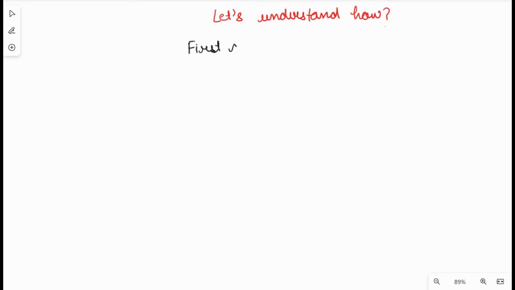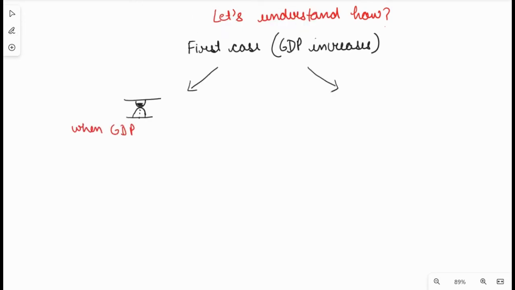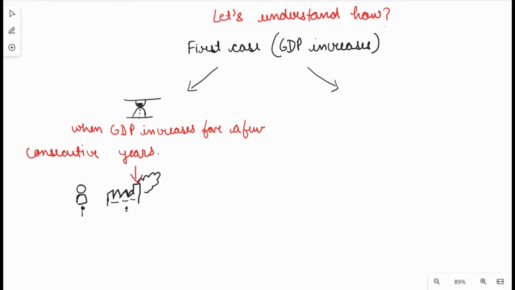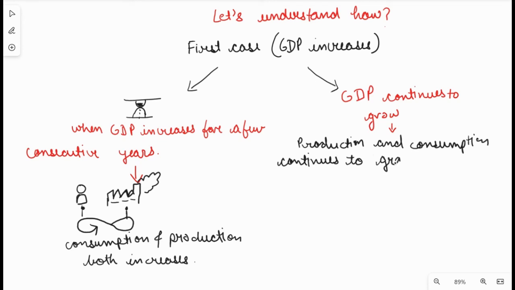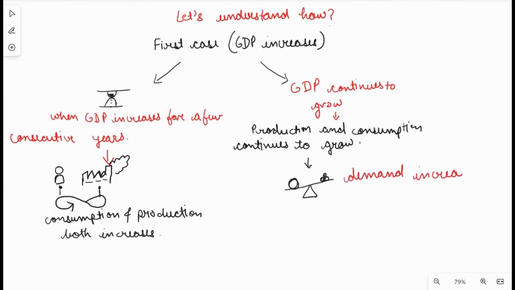In the first case, when the GDP increases, there are 2 scenarios. The first is when GDP increases for a few consecutive years, and the second is if it continues to grow. Now in the first scenario, production and consumption both grow, which shows that people can buy goods easily. But in the second scenario, production and consumption have both been increasing for a long time, so there can be a risk of inflation, as the demand increases but supply is less.